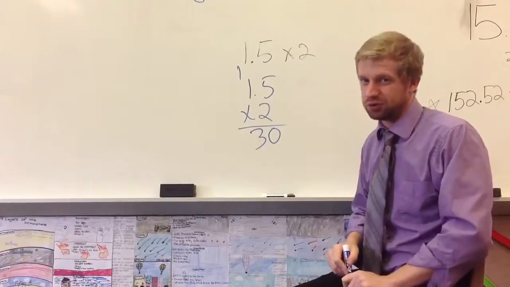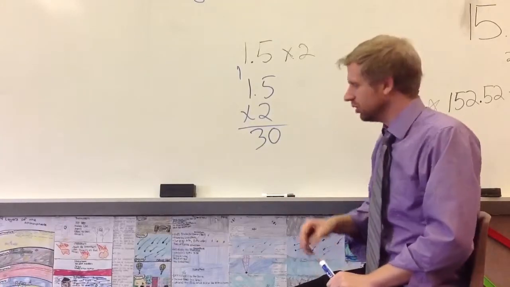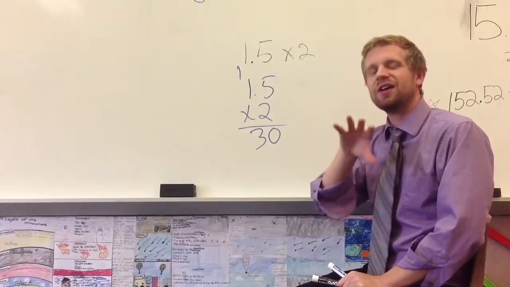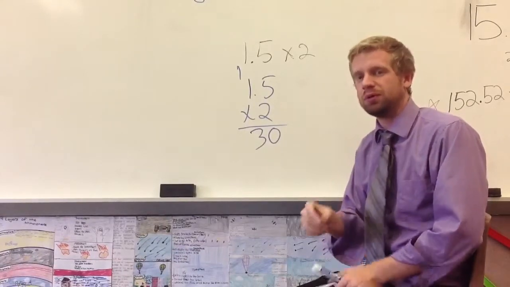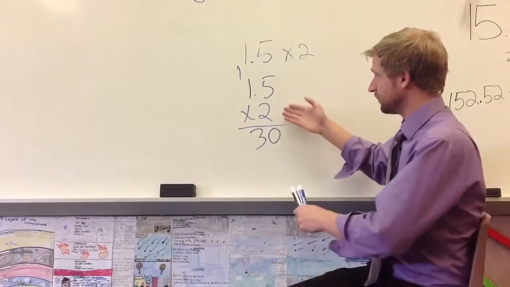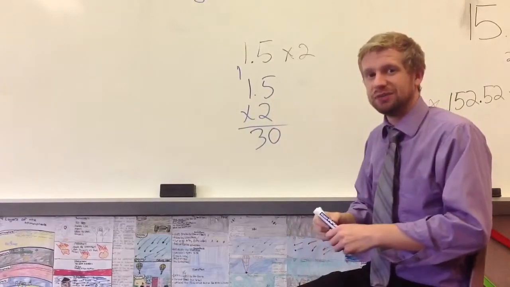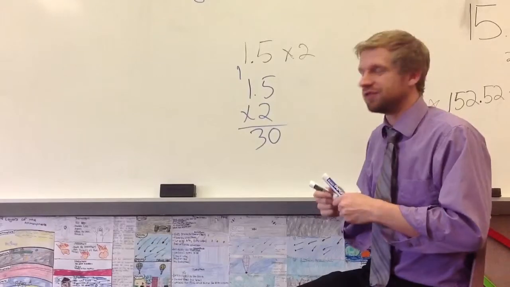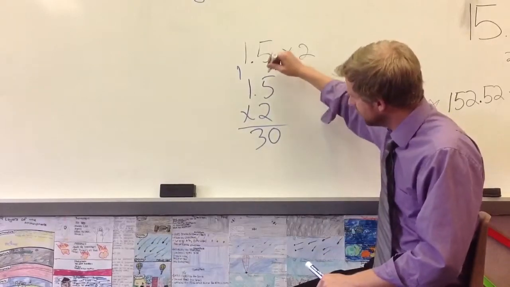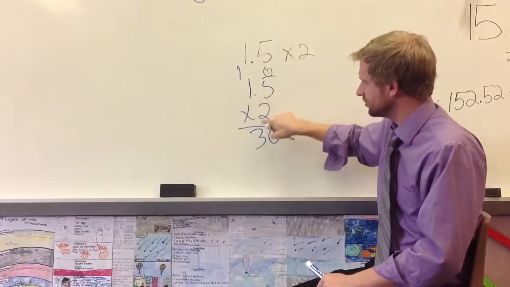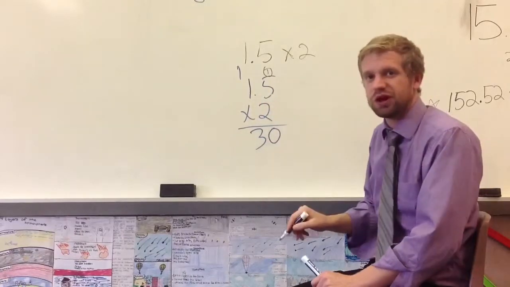Now it's time for me to worry about the decimal. Step 2: count how many numbers are to the right of the decimal in your problem. I look at my problem, 1 5/10 times 2. I have one number to the right of the decimal. There's no decimal down here, so I have one number to the right of the decimal.